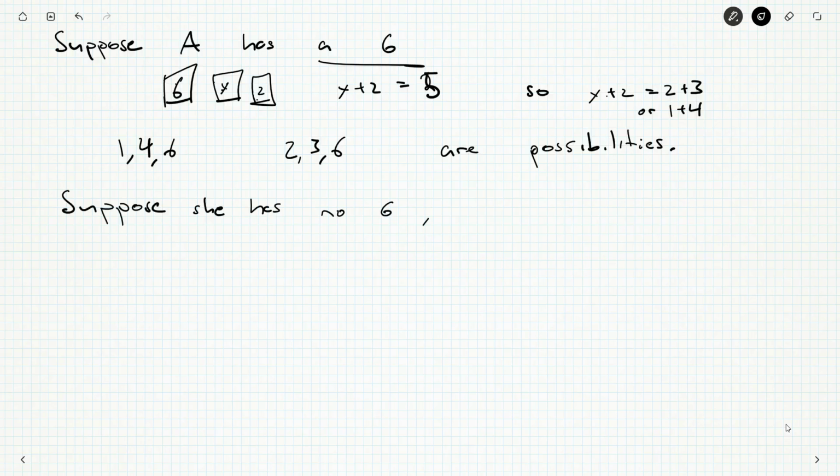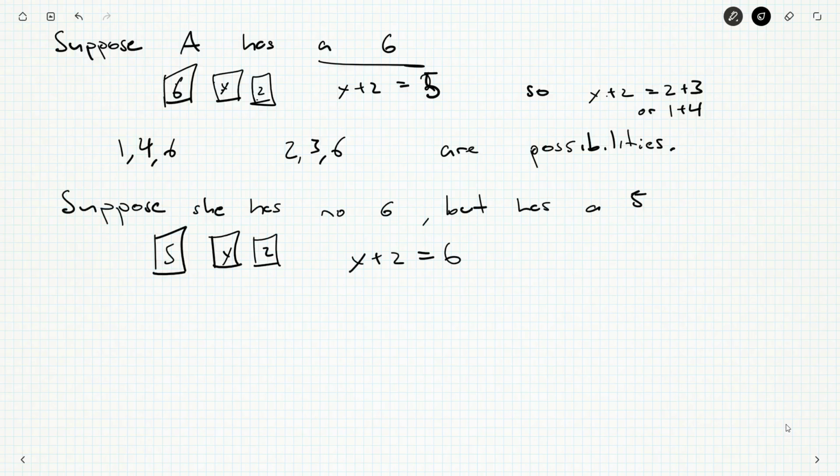So suppose she has no 6, but has a 5. So she's got 5, y, and z. Well, then y plus z needs to be equal to 6. How can I do that using the numbers 1, 2, 3, 4, 5, 6? Well, I can't just use a 6 because then I need a 0. And I can't use a 5 because I've already used my 5. Okay? So that leaves me with 4 and 2. Or 3 and 3, but there's only one 3 slip. So 2, 4, 5 works.